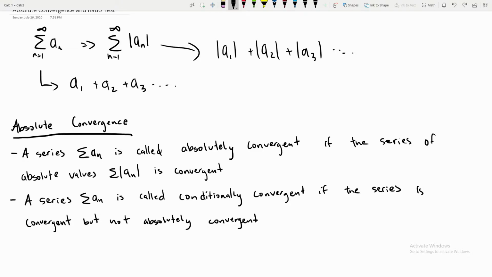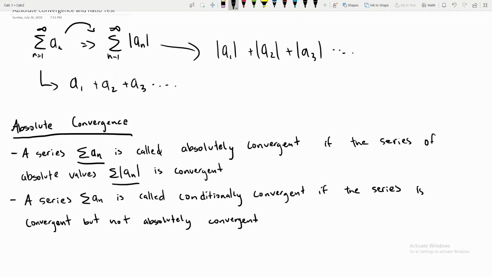Tying this into absolute convergence, if we are given this starter series, the series of a of n, where we just want to sum up all these terms, we call this series absolutely convergent if the series of those absolute values is convergent as well. It's just this other series where we take the absolute value of each term. If that series is convergent, then we call the starter series absolutely convergent. I'm going to later explain why it helps if a series is absolutely convergent versus just convergent. There will be a distinction between the two, but we'll get to that later.